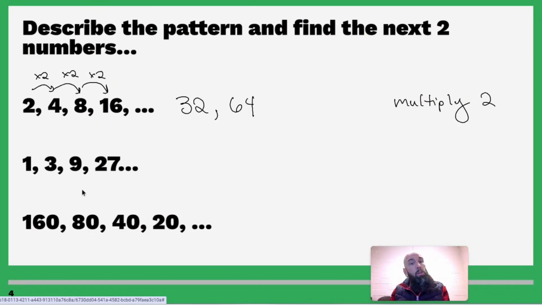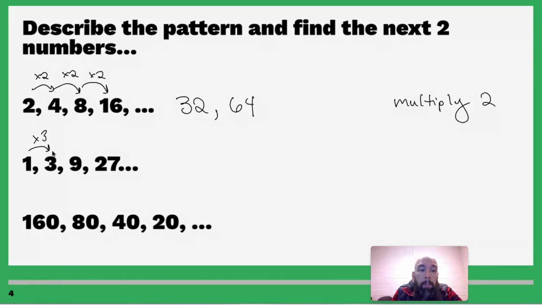So look at these numbers. The numbers are going up again. So if you were to add 2 and then add 6, that's not going to work because you would add a much bigger number, so adding doesn't work here. So 1 times what gives us 3? 1 times 3 gives us 3. 3 times 3 is 9, and 9 times 3 is 27. So this is going to be multiply 3.